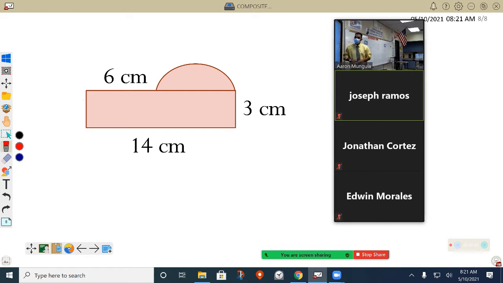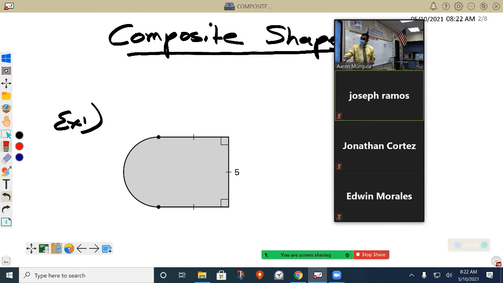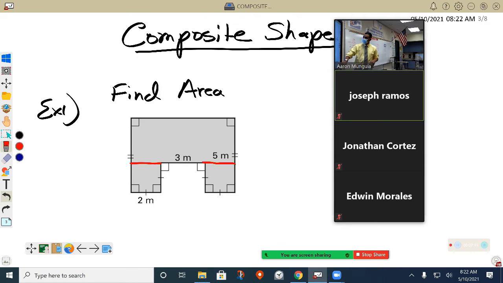But look at this shape. This would be a rectangle and half a circle. That's what I mean by composite shapes. Shapes that can be chopped up into more basic shapes, right? I think they have another one here. Look at this one. This is a square and half a circle. This looks like a key on a basketball court. Free throw line. That's what I mean by composite shapes. Just shapes that are made up of more basic other shapes. Okay?